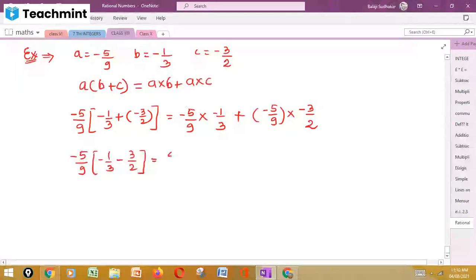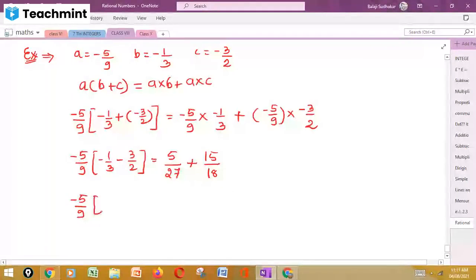Plus 5 into 1 is plus 5, and 9 threes are 27. So 5 by 27. And here minus into minus is plus, so plus 15, 5 threes are 15, and 9 twos are 18. Now minus 5 by 9 keep as it is.